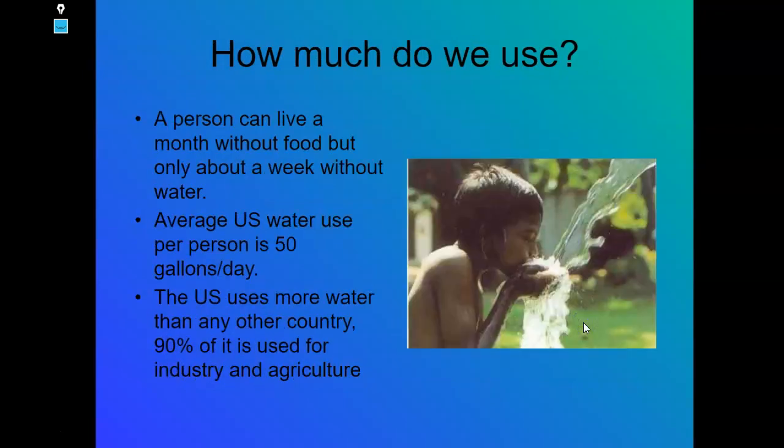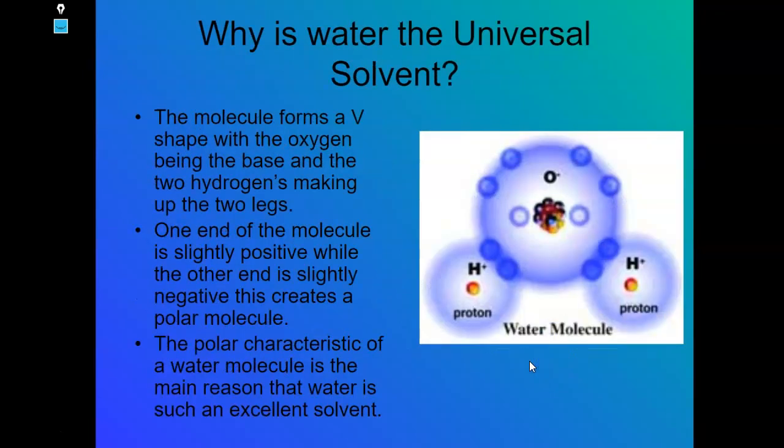So how much do we actually use? A person can live a month without food, but only a week without water. We have got to have water. Average U.S. water consumption per person is 50 gallons a day. The U.S. uses more water than any other country, and 90% of the water that we use is for industry and agriculture, so farming.